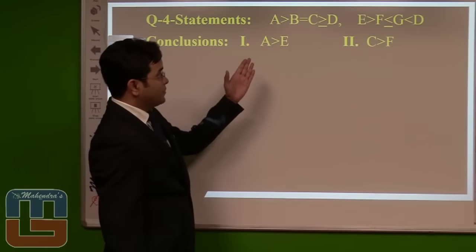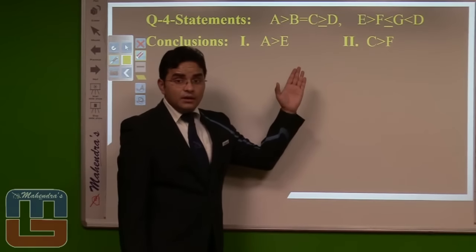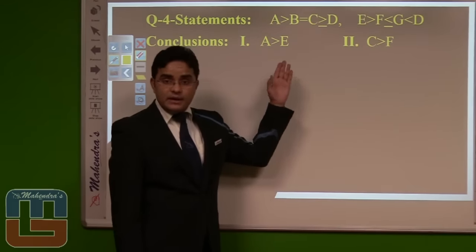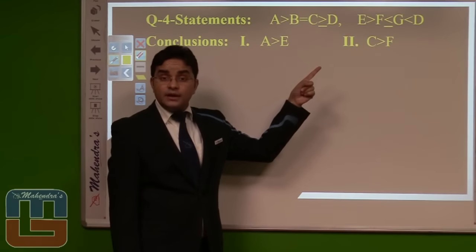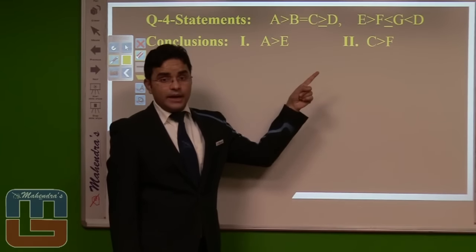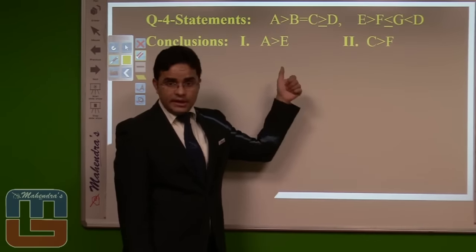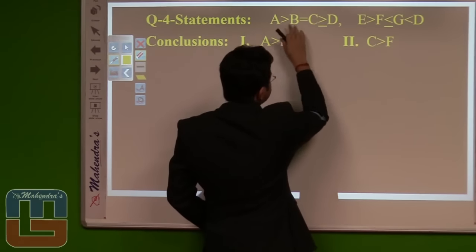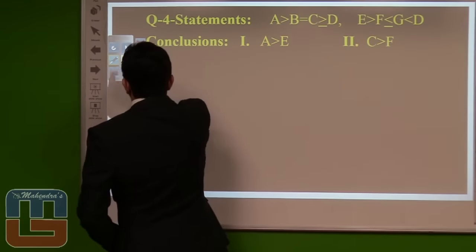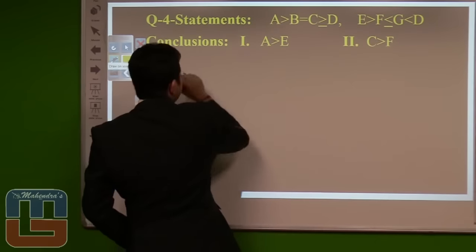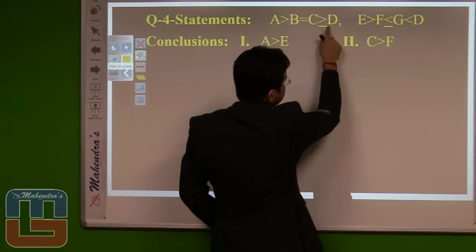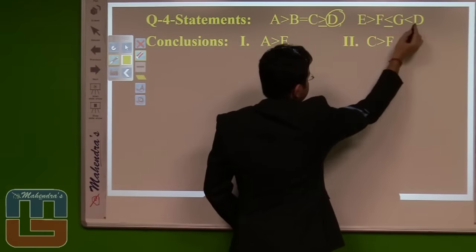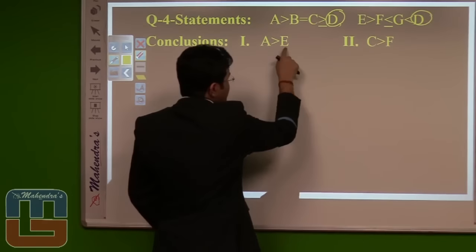Here we can see A, B, C, D, E, F, G, D. First conclusion A greater E and second conclusion C greater than F. So I think you can check now. Okay, let's move towards this question. Okay, A to E. Which element is common between these two? You can see the common element between these two is D. Okay. So A to E you have to move.